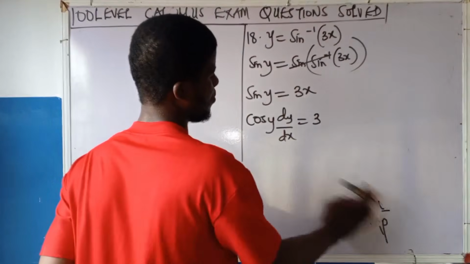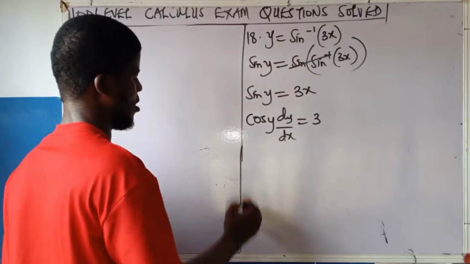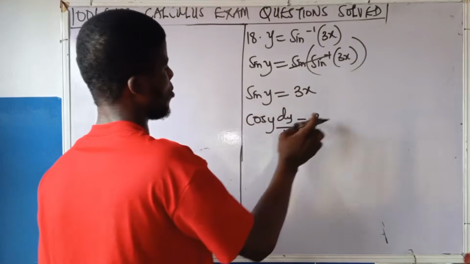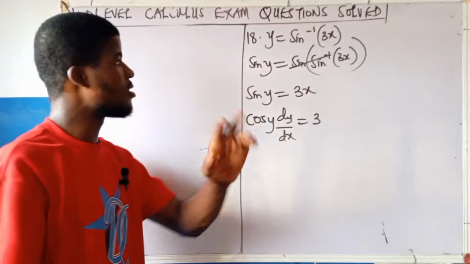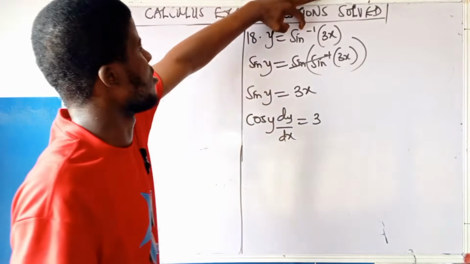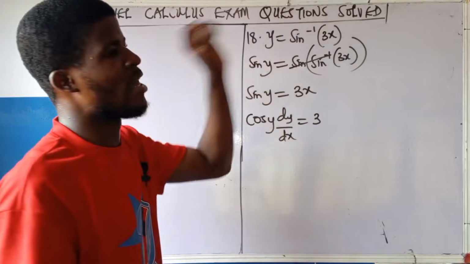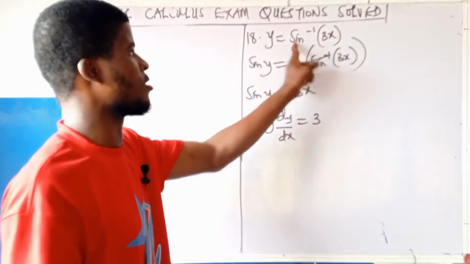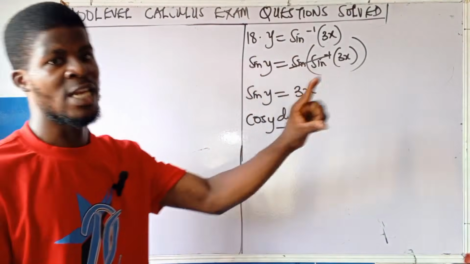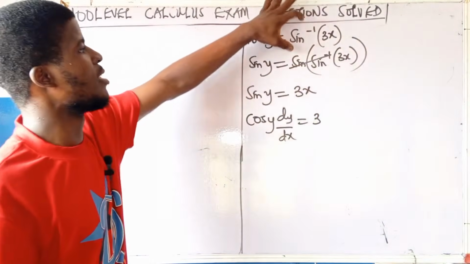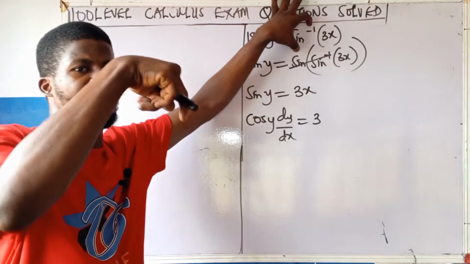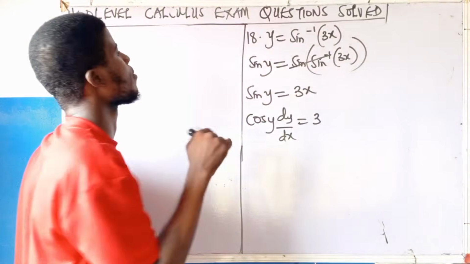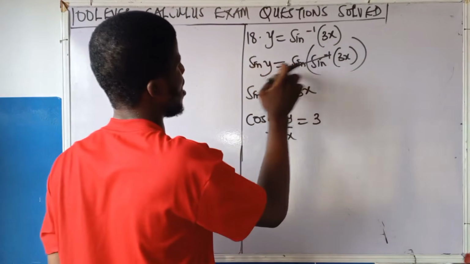So look at it now. This is cos y dy/dx equal to 3. And from here, you make dy/dx the subject of the formula. The steps are easy. From the question, take the sine of both sides. If it is cosine inverse, you take the cos of both sides. If it is tan inverse, you take the tangent of both sides. So any function you have there, take the inverse of that function itself. Then we have sine y equals this.